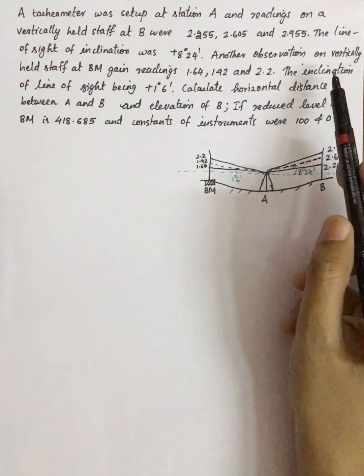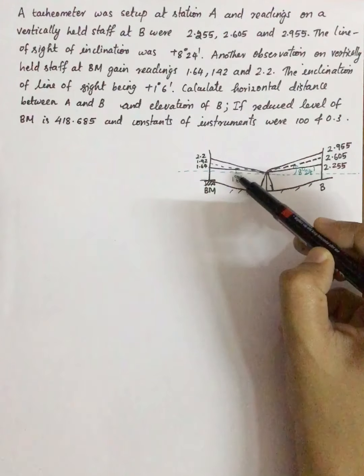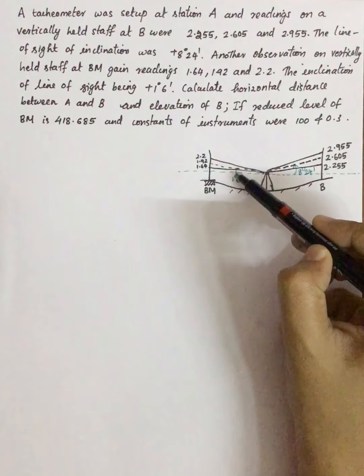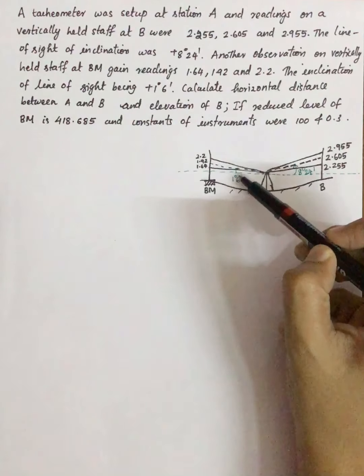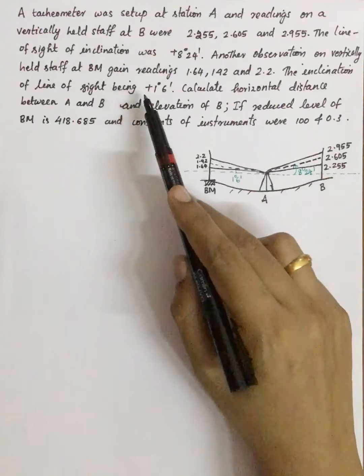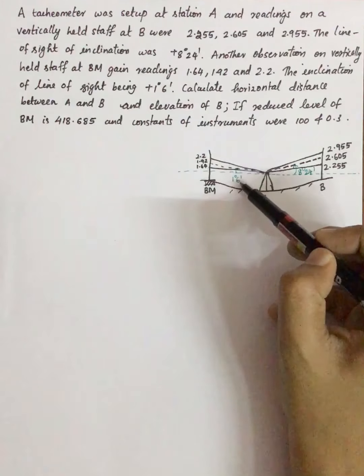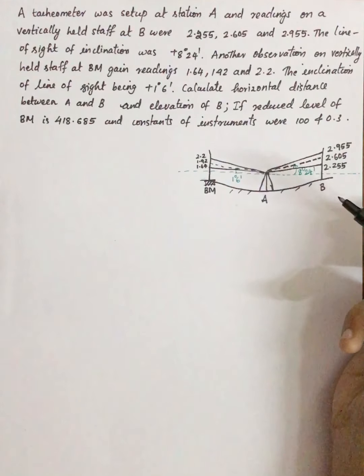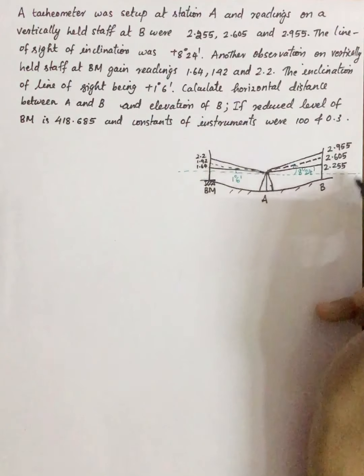And the inclination of the line of sight. Look at that inclination. The inclination is plus 1 degree 6 minutes. Again it is an angle of elevation, that's why the plus sign comes. Plus 1 degree 6 minutes is the inclination of the line of sight. Okay, so the figure is clear to you.